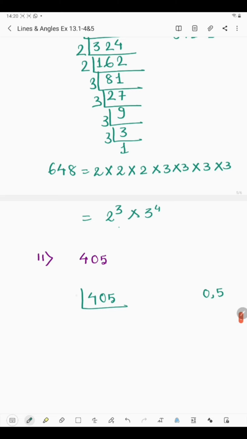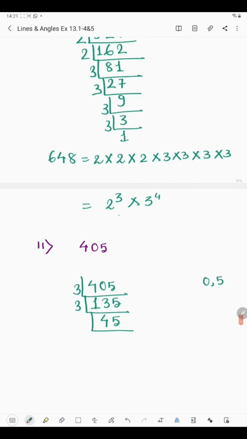So let us take 3. So 3 1s are 3, 3 3s are 9, 3 5s are 15. Now if you find the sum of the digits, 5 plus 3 is 8, 8 plus 1 is 9. So again 9 is there in 3's table. So 3 4s are 12, 3 5s are 15. 5 plus 4 is 9 again. So again 45 will be divisible by 3.